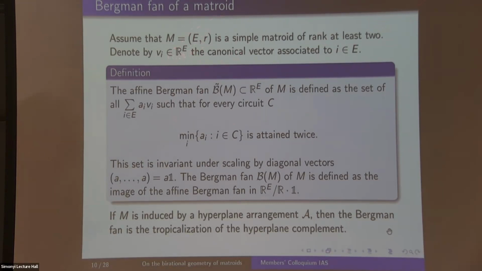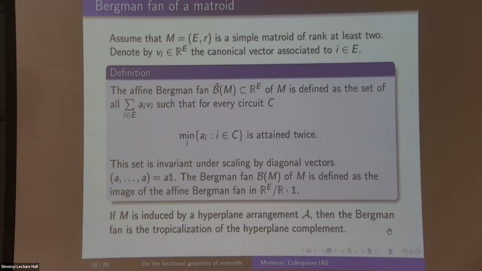In this space R to the E, every element i in E gives a canonical vector. So we can now linearly combine elements in the matroid, so to speak. We do this by writing down something like this, for example, and checking. So what is the Bergman fan? The Bergman fan, as a subset, is defined as the set of all vectors. This is the general element in the space, and now I want to check if it is in the Bergman fan or not.